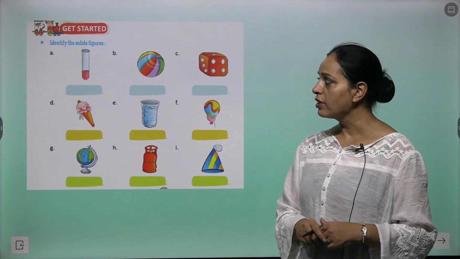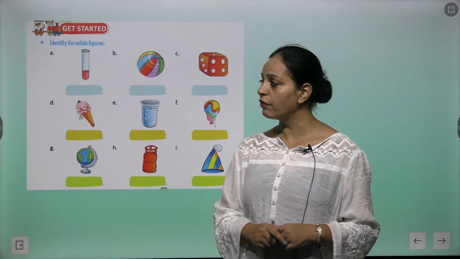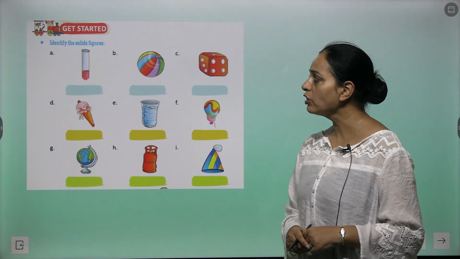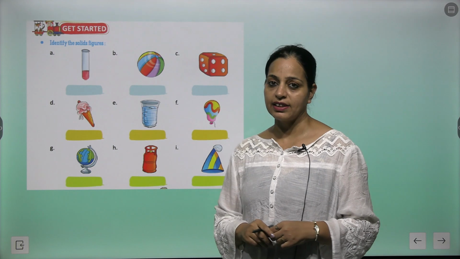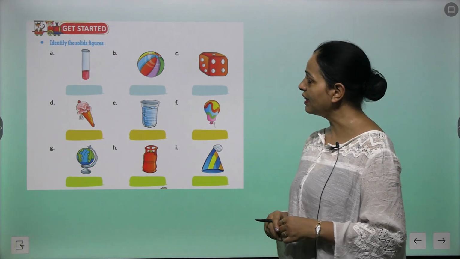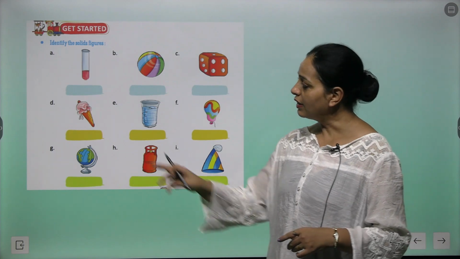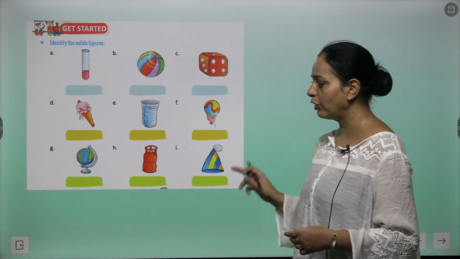So let's start. Some figures you can see, beautiful figures given over here. Identify the solid figures. The A part you can see is a cylinder, B part is a sphere, C is a cube, D is a cone. So you will get it more clear by doing this chapter.